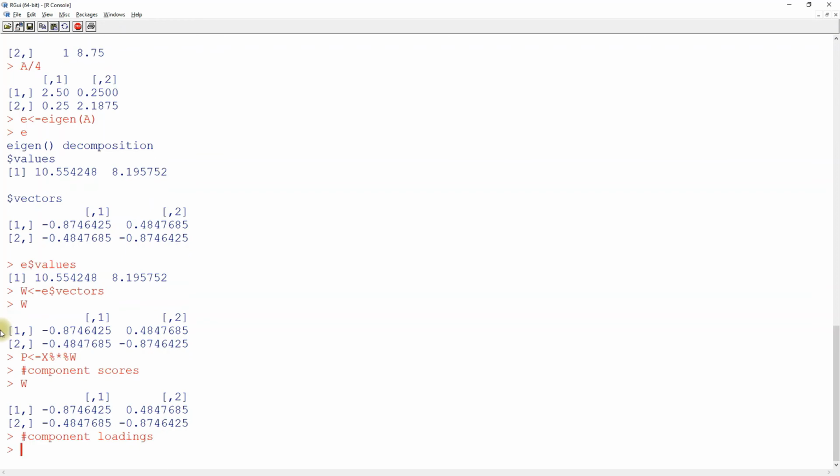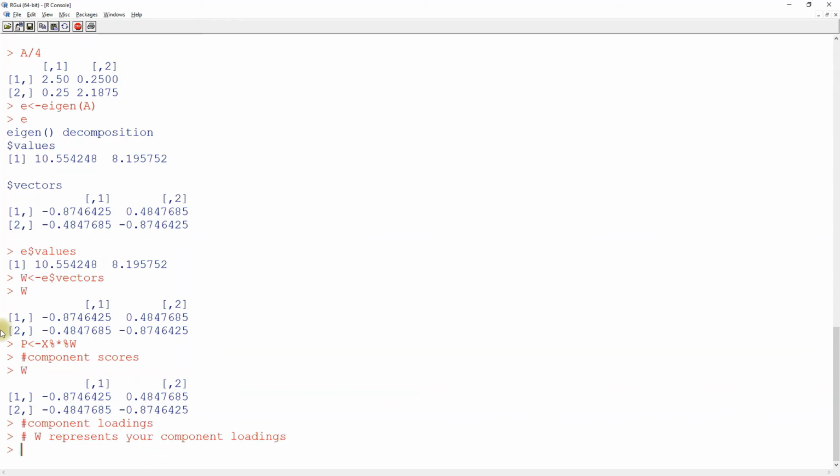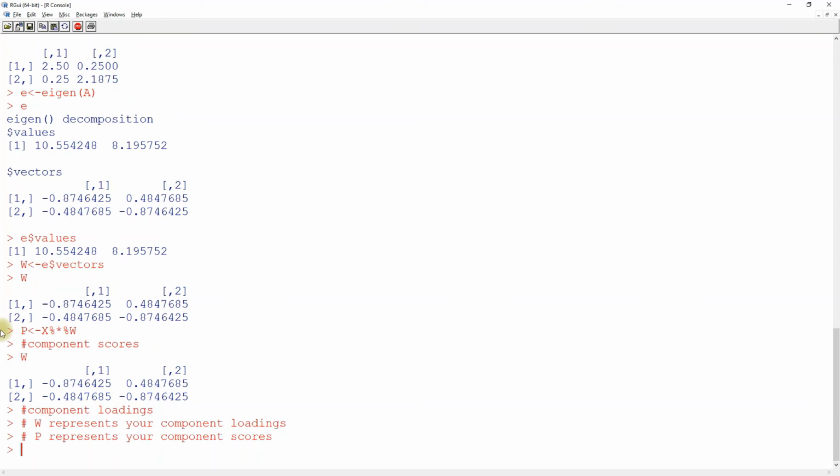W represents your component loadings. P represents your component scores. So I repeat, I'm just writing it down for you to remember: W represents your component loadings, all right? And P represents your component scores. This is something that you need to bear in mind.